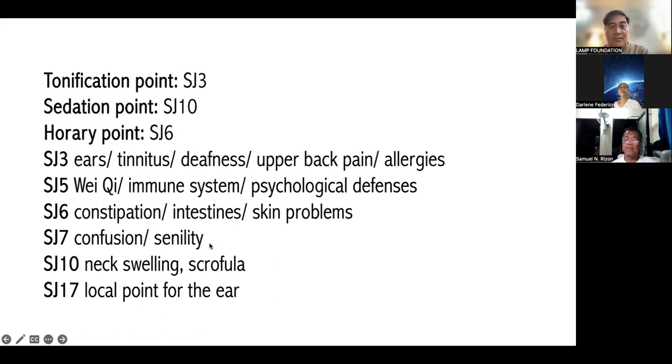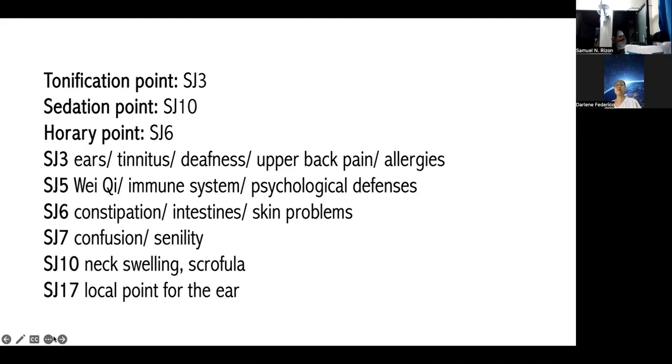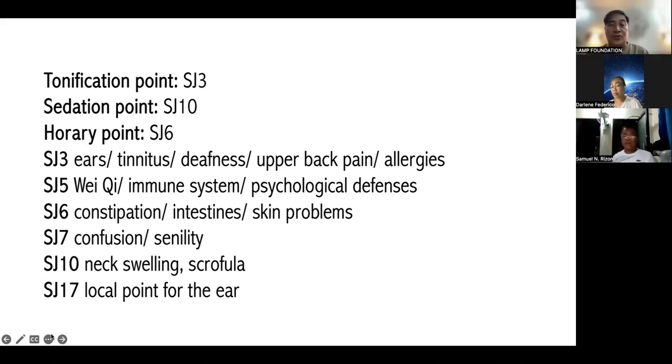What's a tonifying point for SJ? Sanjiao 3. Sedation point is Sanjiao 10. Bakit siya ganon? Okay, Ma'am Darlene, can you tell me why is Sanjiao 3 the tonification point? Sanjiao 3 ang tonification. Okay, ganito po, I'll teach you.